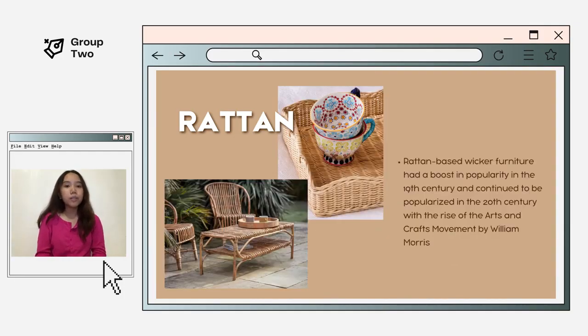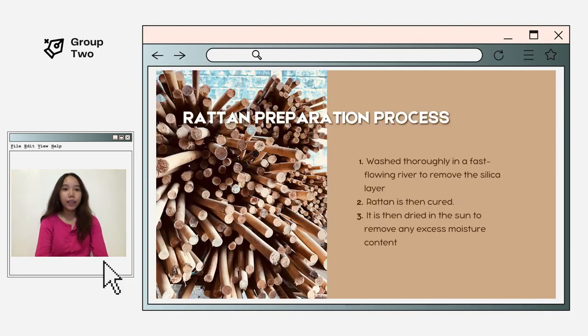So rattan was used as a material for furniture making starting from the 14th century, when the Westerners came back from their travels from the Southeast Asia, bringing with them the material. So it became the material of choice for wicker furniture in Europe and had its boost in popularity in the 19th century and became even more popular during the 20th century when the arts and crafts movement by William Morris started.